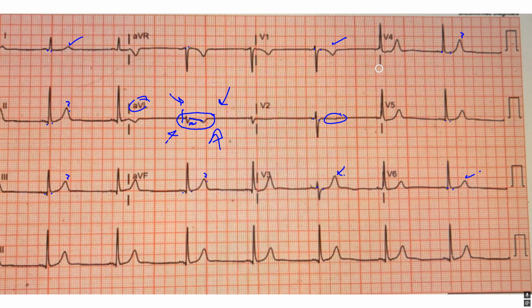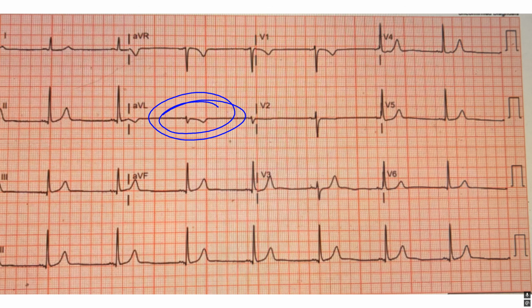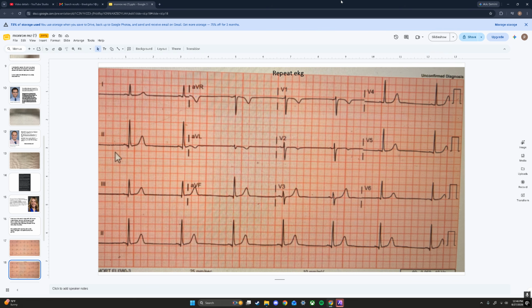And V6 is bigger than V1. Okay, so overall, nothing really bad, non-specific. The only abnormal thing on here is AVL. That's it. Everything else looks fine. This EKG does not look scary and does not look bad. It's probably better than my EKG. Okay.